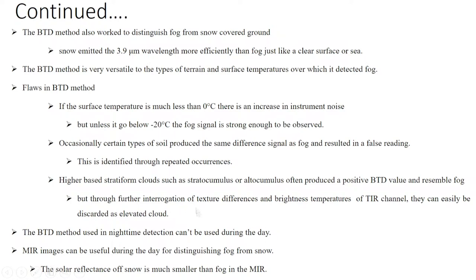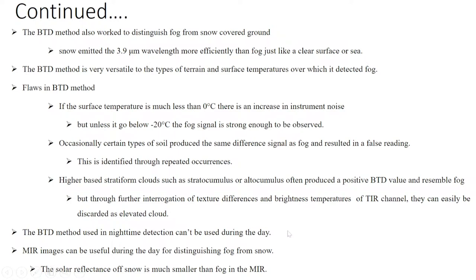And also sometimes higher base stratiform clouds such as the stratocumulus and altocumulus often give positive brightness temperature difference values and resemble the fog. But again, there is a way to counter this. This is with the interrogation of the texture. We know that the fog top is smooth, but the top of these clouds is not smooth.